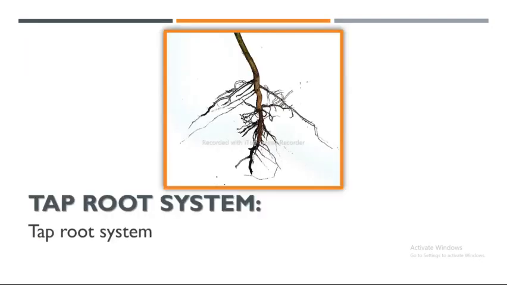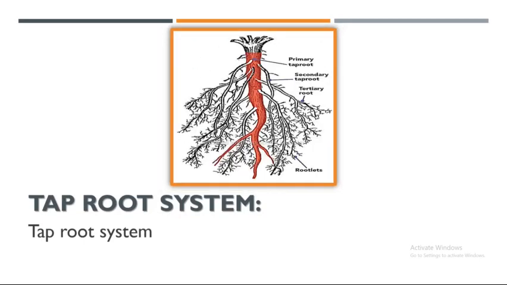Taproot system. This is the taproot system as shown in the figure. Again, this is the taproot system, which includes the primary taproot, and this primary taproot branches off to produce the secondary taproot. The secondary taproot again branches off to produce the tertiary root, and these are rootlets, as shown in the figure.